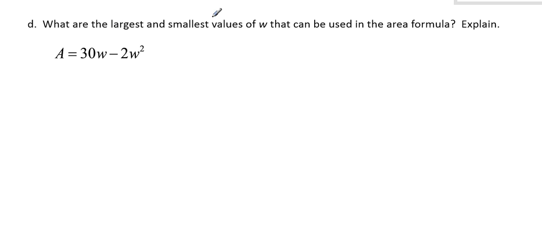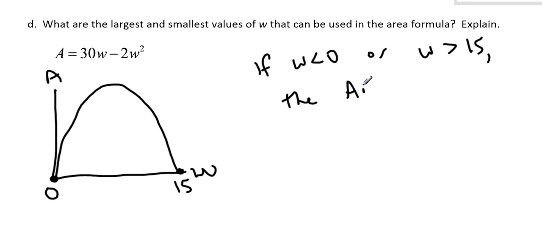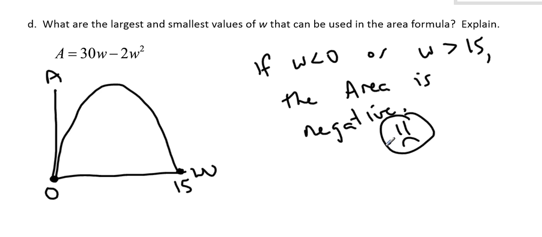What are the largest and smallest values of W that can be used in the area formula, and explain? Well, we already sort of know our answer, don't we? Because we've been thinking about this visualization the whole time, we know that we can't have a width smaller than 0, and we also know we can't have a width larger than 15. And one reason for that is, just based purely on our understanding of parabolas, if width is less than 0 or width is greater than 15, the area is negative. And that doesn't make any sense. And because it doesn't make any sense, certainly it can't be true.